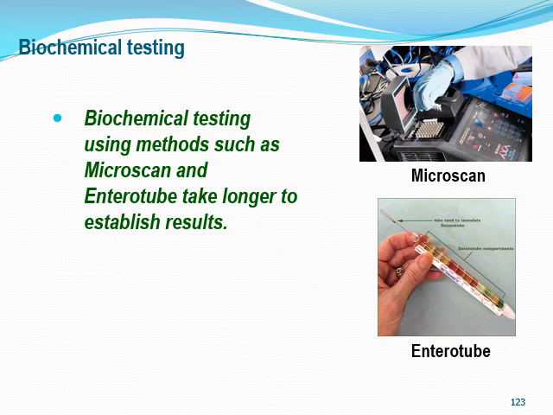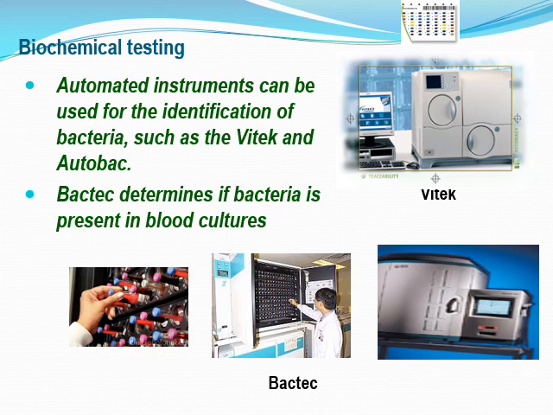There are other biochemical testing methods out there. You have a MicroScan, which you'll see at the top, and then that Enterotube, which takes longer to establish results. The MicroScan, of course, is much quicker. It's also more expensive. So there are different automated tests out there that can be used. They're usually in much bigger hospitals. You don't typically see these instruments used in small physician office labs, but these are things you need to know about.